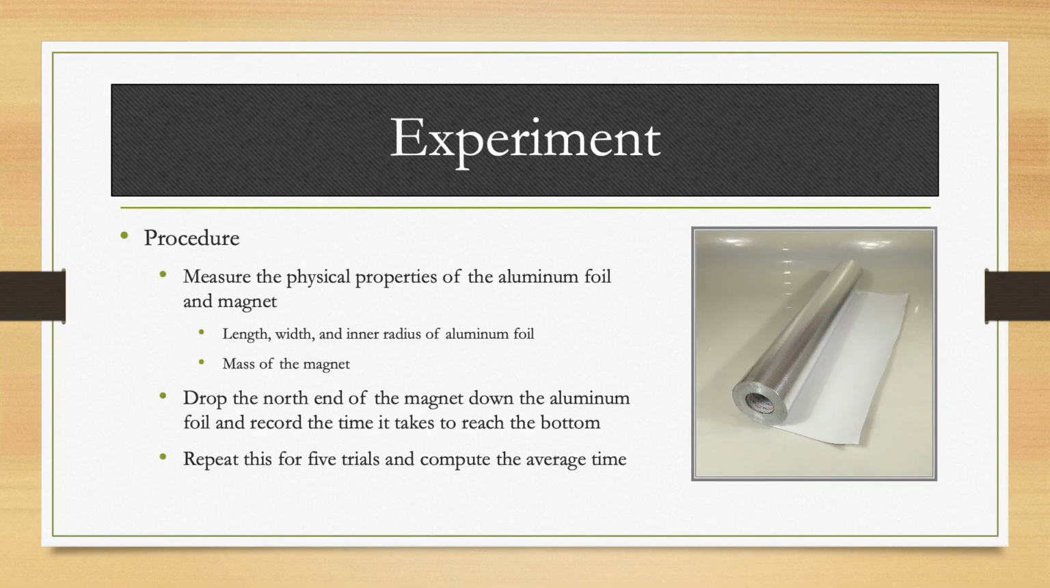The procedure for this experiment is as follows. First, we must measure the physical properties of the aluminum foil and magnet, which includes the length, width, and inner radius of the aluminum foil and also the mass of the magnet. Then, we must drop the north end of the magnet down the aluminum foil and record the time it takes to reach the bottom. This is going to be done for 5 trials, and then the average time will be computed.